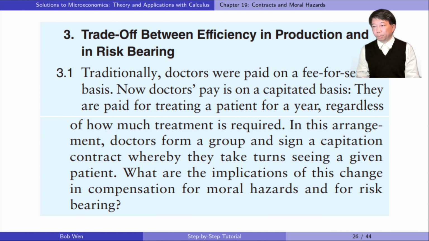Let's jump to exercise 3.1. Traditionally, doctors were paid on a fee-for-service basis. Now doctors are paid on a capitated basis. They are paid for treating a patient for a year, regardless of how much treatment is required. In this arrangement, doctors form a group and sign a capitation contract whereby they take turns seeing a given patient. What are the implications of this change in compensation for moral hazard and for risk-bearing?